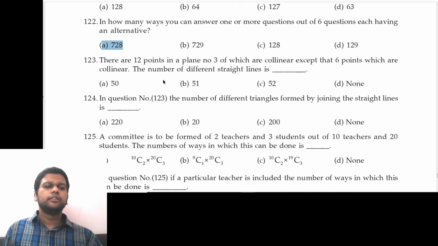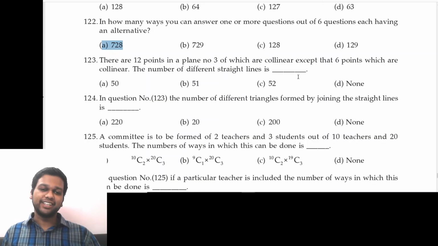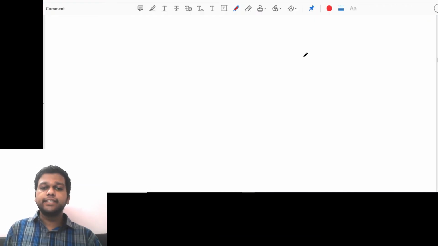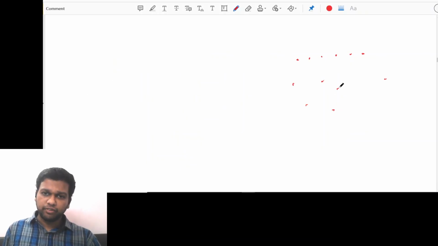Next. There are 12 points in a plane, no 3 of which are collinear except 6 points which are collinear. So 6 points are collinear, that is what they are saying. The number of different straight lines is? So there are 12 points out of which 6 are collinear, meaning on the same line, 1, 2, 3, 4, 5, 6. And the remaining 6 are not on a straight line, 1, 2, 3, 4, 5, 6. Something like this. So they're asking how many straight lines can be formed.